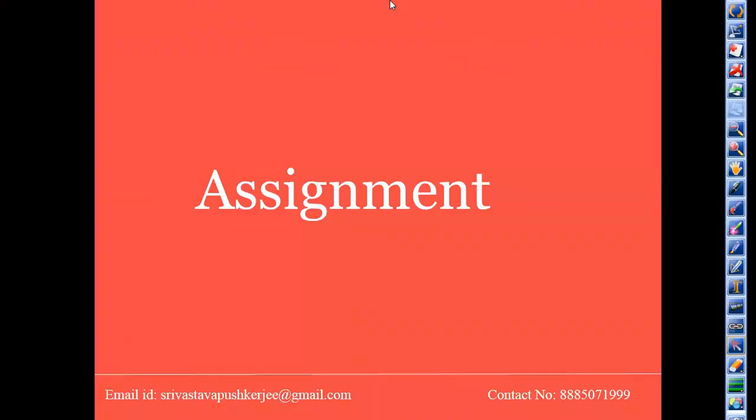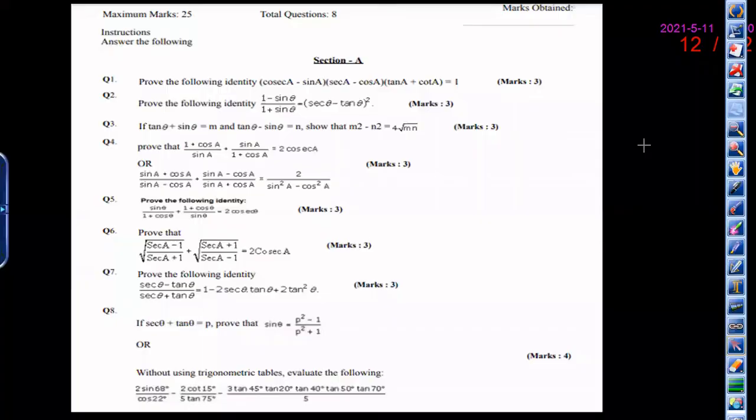Here is an assignment for you. 8 questions are given to you, maximum marks 25, and all are 3 marks problems. The last one is 4 marks. So hope you have understood the problems which I have explained, and you will do well in the examination.